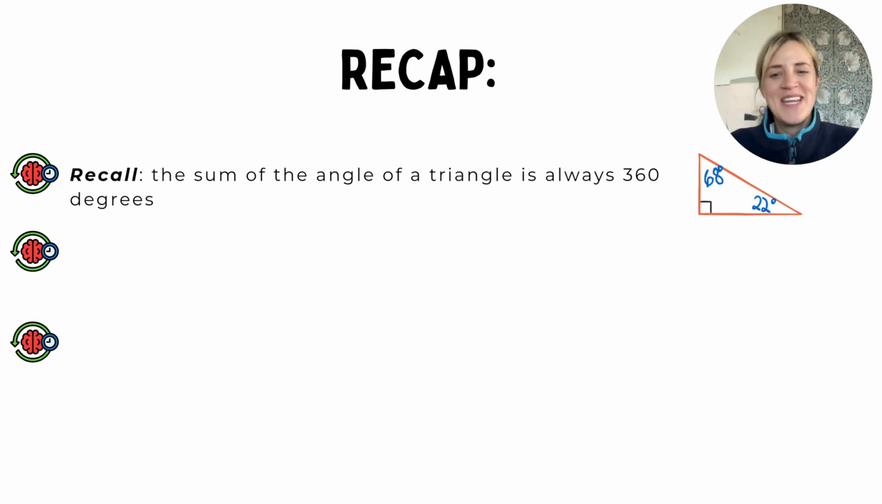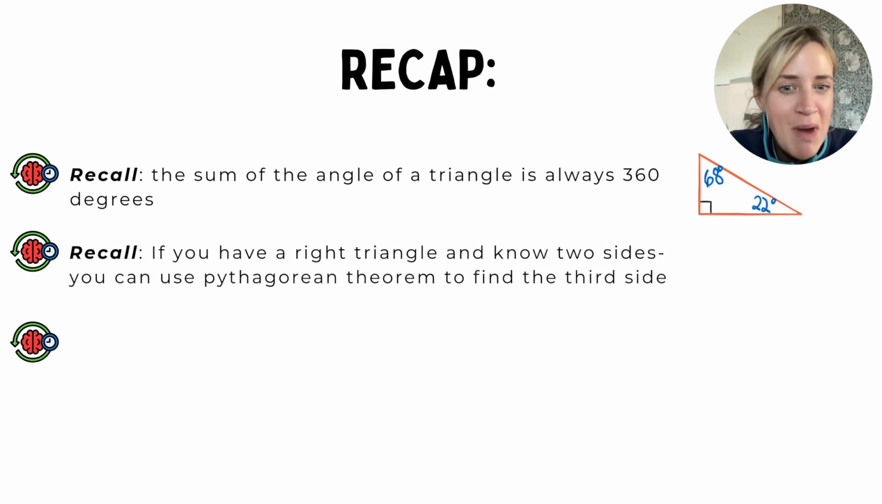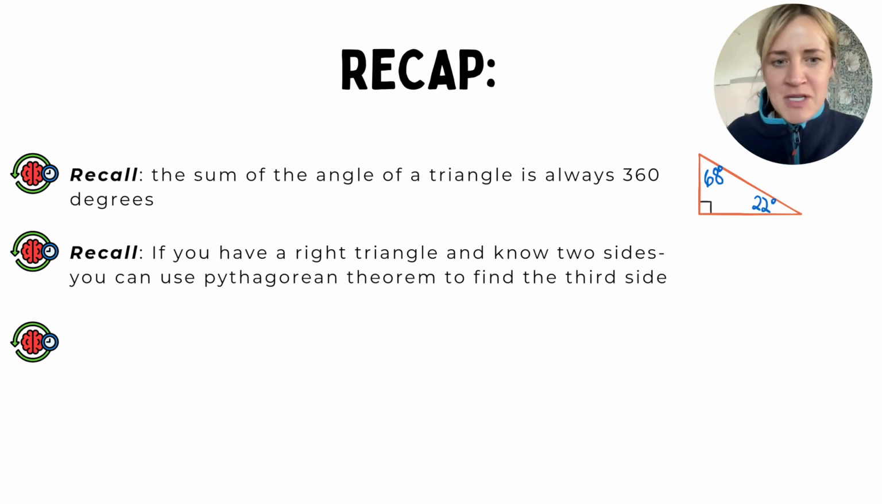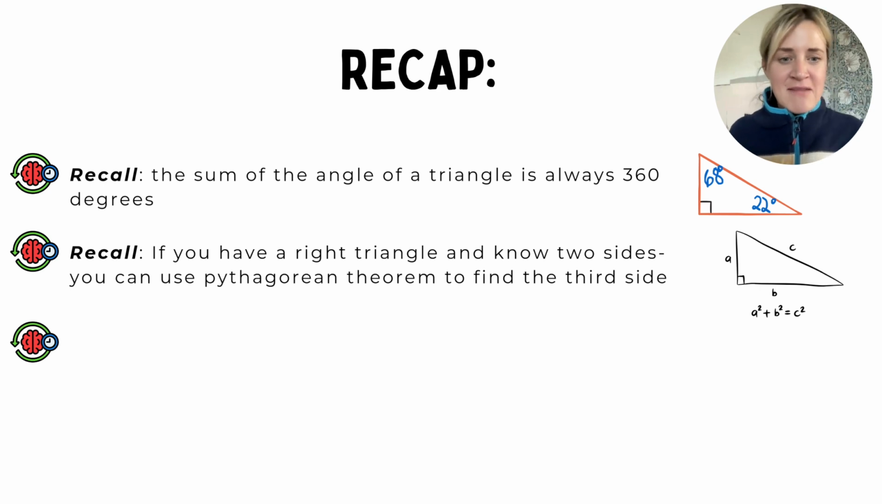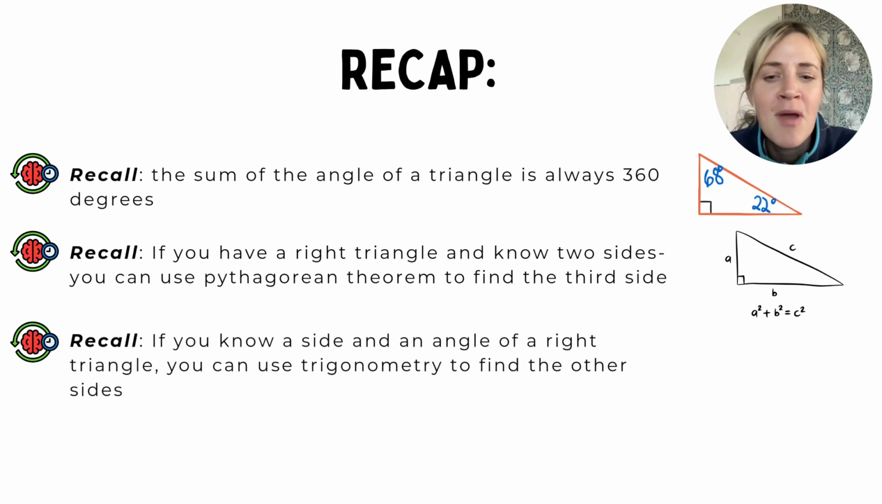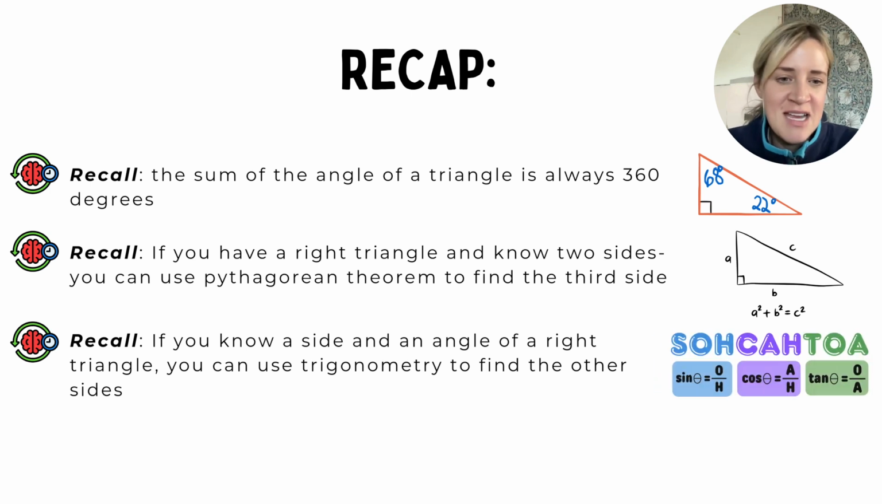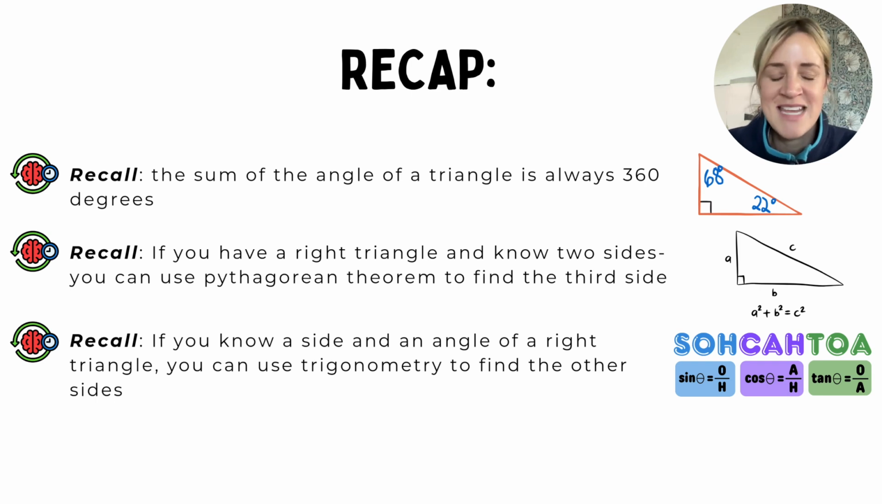Next, if you have a right triangle and you know two side lengths, you can use the Pythagorean theorem. In order to find the third side, you can use a squared plus b squared equals c squared. One step closer to solving that right triangle. And then recall that if you know a side and an angle of a right triangle, you can use trigonometry to find the other side. SOHCAHTOA: sine is opposite over hypotenuse, cosine adjacent over hypotenuse, and tangent opposite over adjacent.